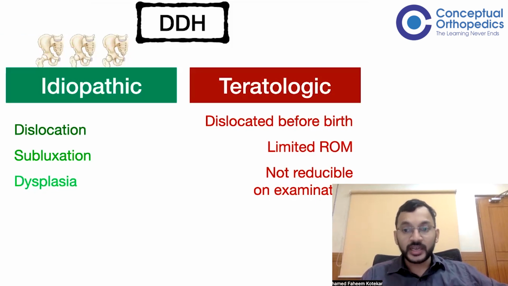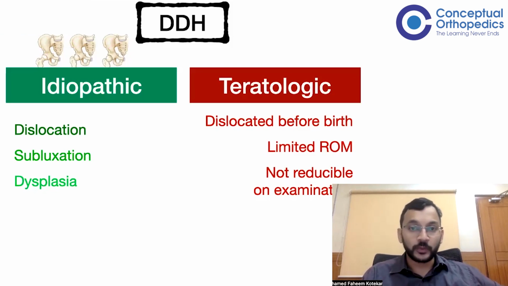The dislocation is not reducible on examination of the neonatal hip, and the range of motion is going to be limited. Most teratological hips have a known cause, such as an arthrogrypotic hip, a dislocated hip secondary to hip contractures, a neuromuscular problem leading to a DDH, or a DDH which is syndromic. All of these can lead to a teratologic hip.